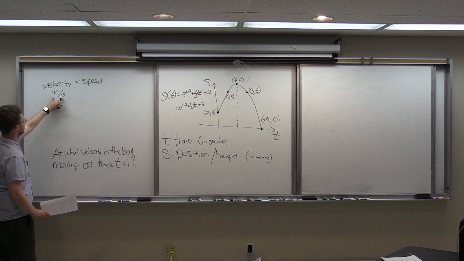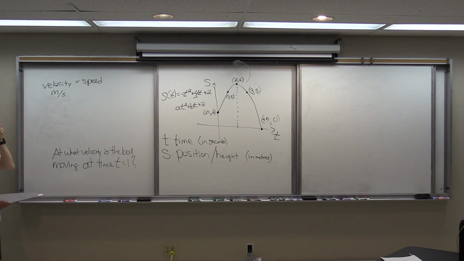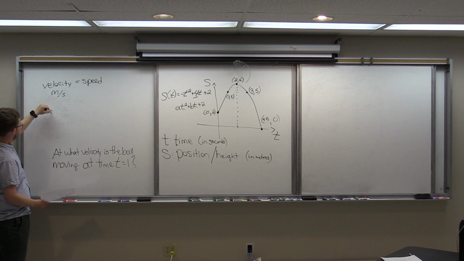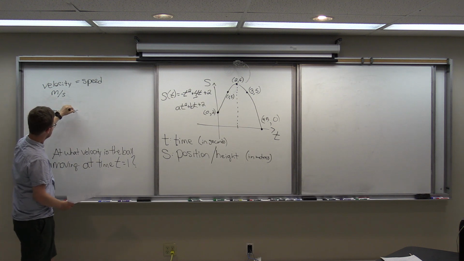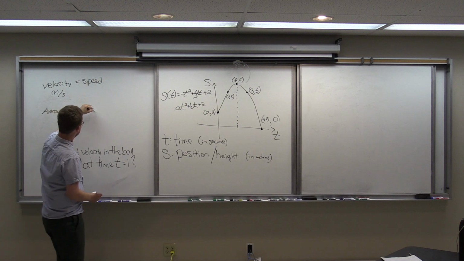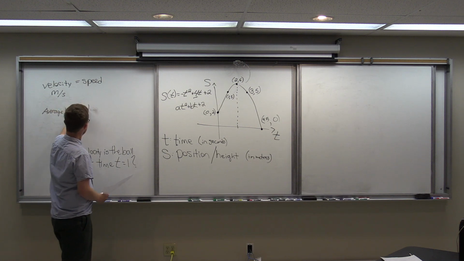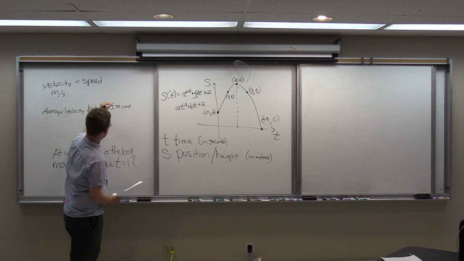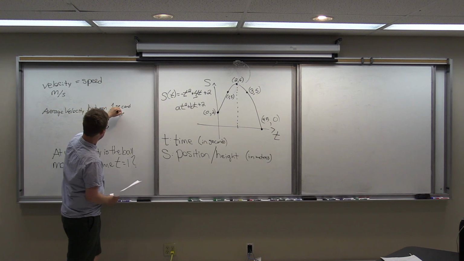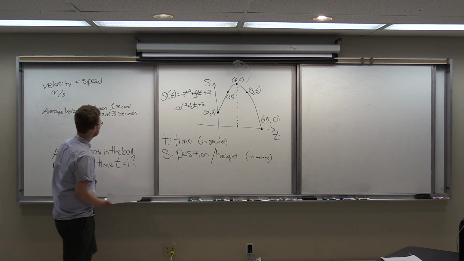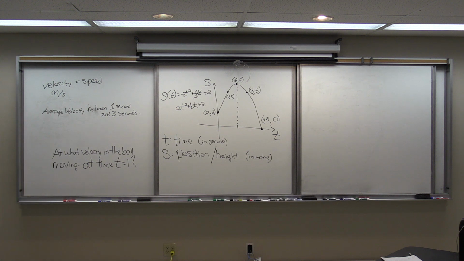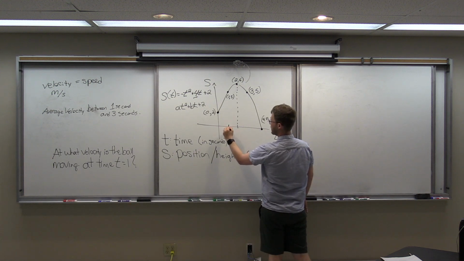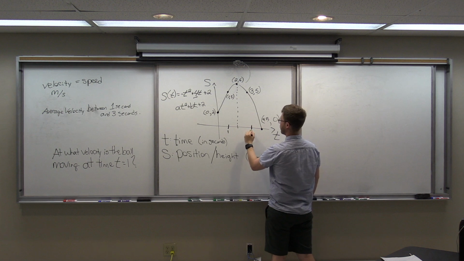Well, there is a formula to calculate the meters per second. Let's consider what would happen if I wanted to measure the average velocity between 1 second and 3 seconds. What is the average velocity between 1 second and 3 seconds? So let's go to our actual graph here. We've got t is equal to 1 and t is equal to 3.